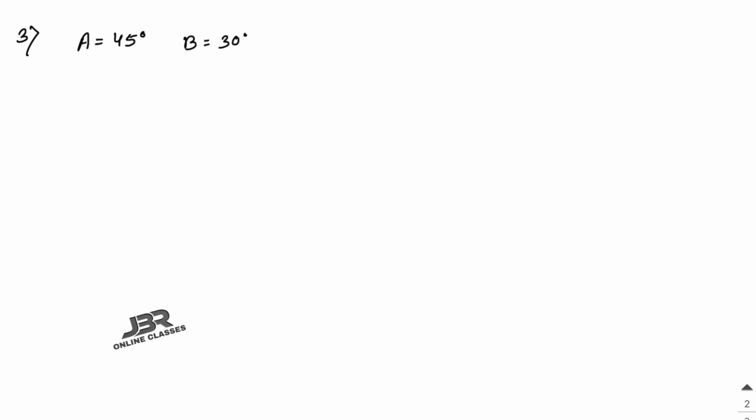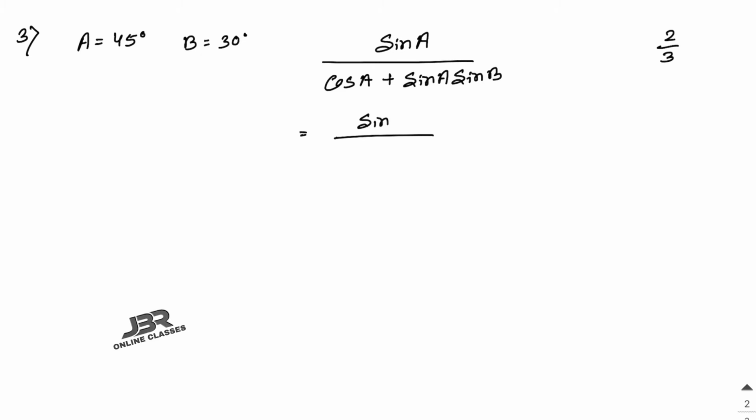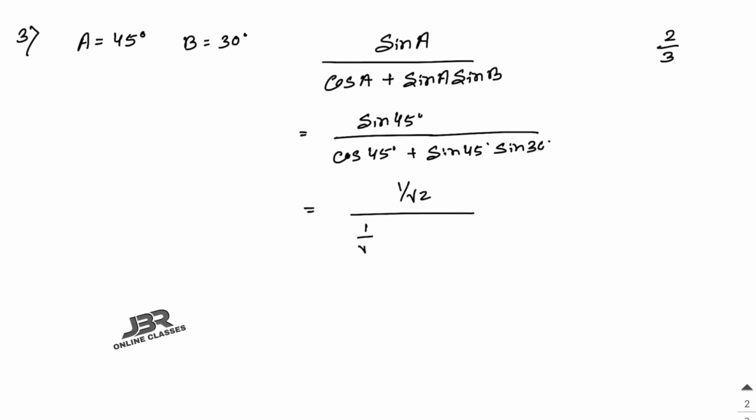Now sum number 3. In sum number 3, if A equal to here 45 degree and B equal to here 30 degree, then verify here in the left hand side sin A divided by here cos A plus sin A sin B, that one is equal to 2 by 3. So sin A means here sin 45. So write down here sin 45 degree. Cos A means here cos 45. Then sin A means again sin 45 into sin B, that means sin 30. So value of sin 45 1 by root 2, cos 45 1 by root 2, sin 45 1 by root 2.